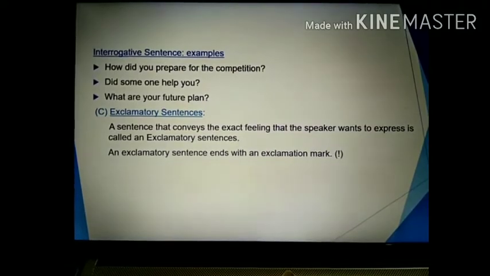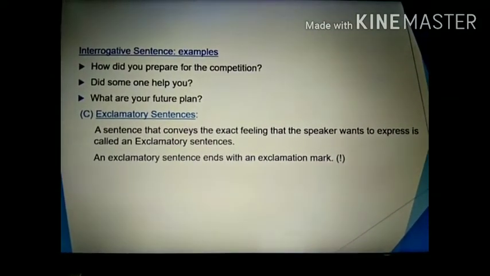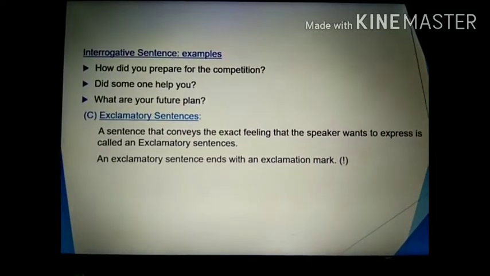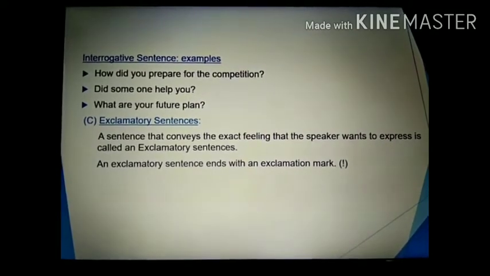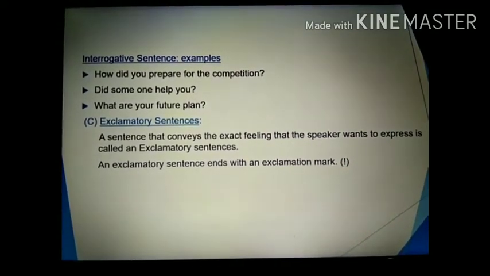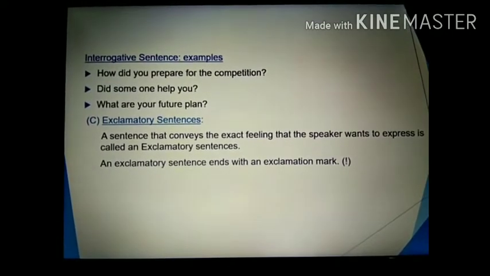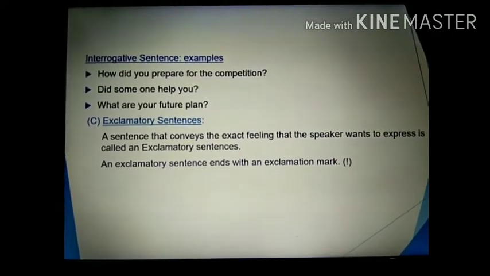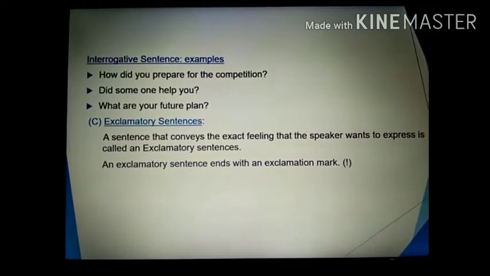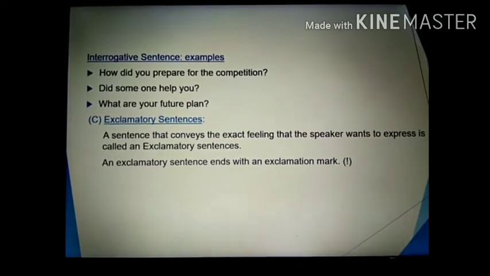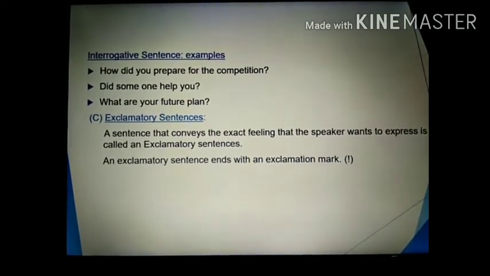All these examples are asking certain questions and they are ending with a question mark. So they are interrogative sentences. Now let us talk about the next category, which is exclamatory sentences. A sentence that conveys the exact feeling that the speaker wants to express is called an exclamatory sentence.